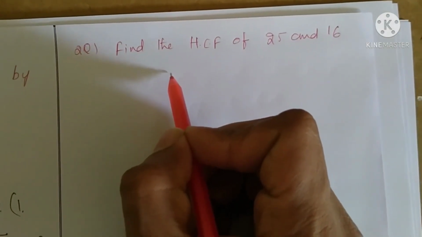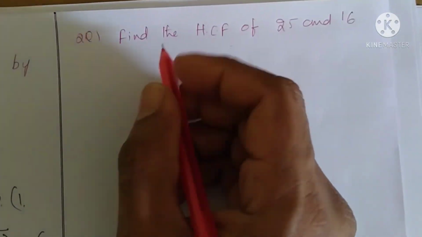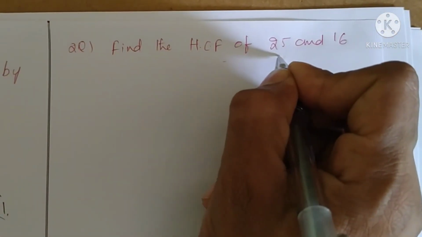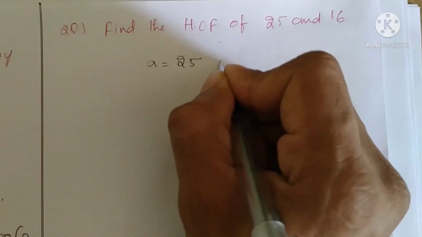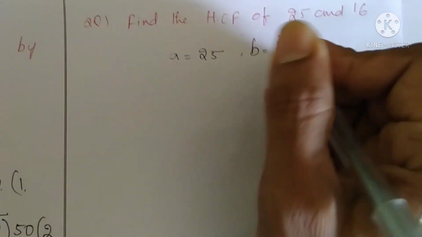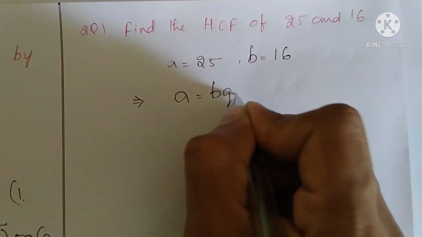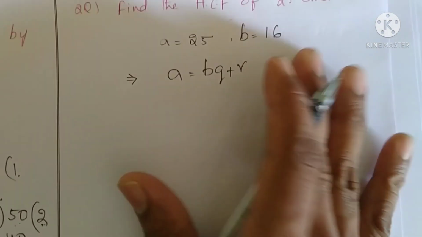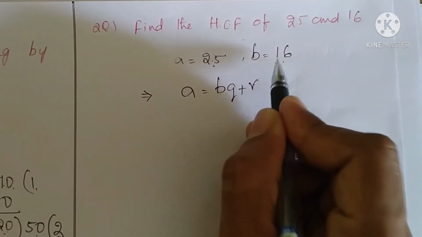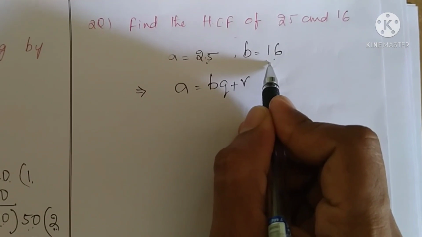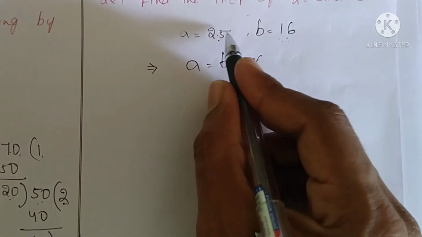This is a very important question, my dear students. Find the HCF of 25 and 16. Here a is equal to 25, b is equal to 16. We know the formula a is equal to bq plus r. Here 25 and 16 are co-primes, meaning there is no common factor other than 1. So here the HCF is 1.